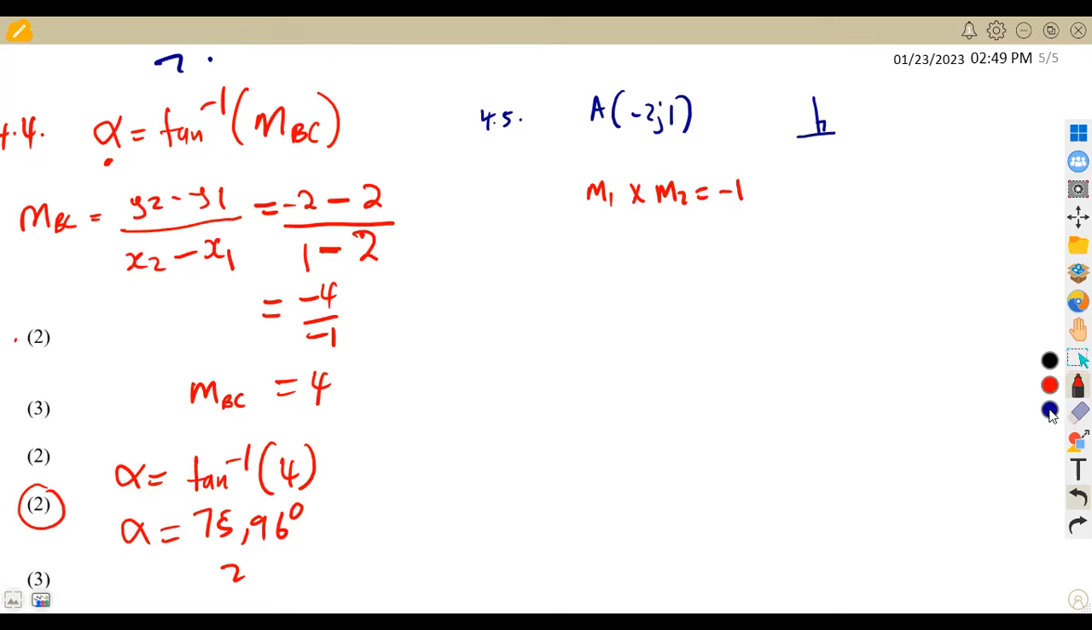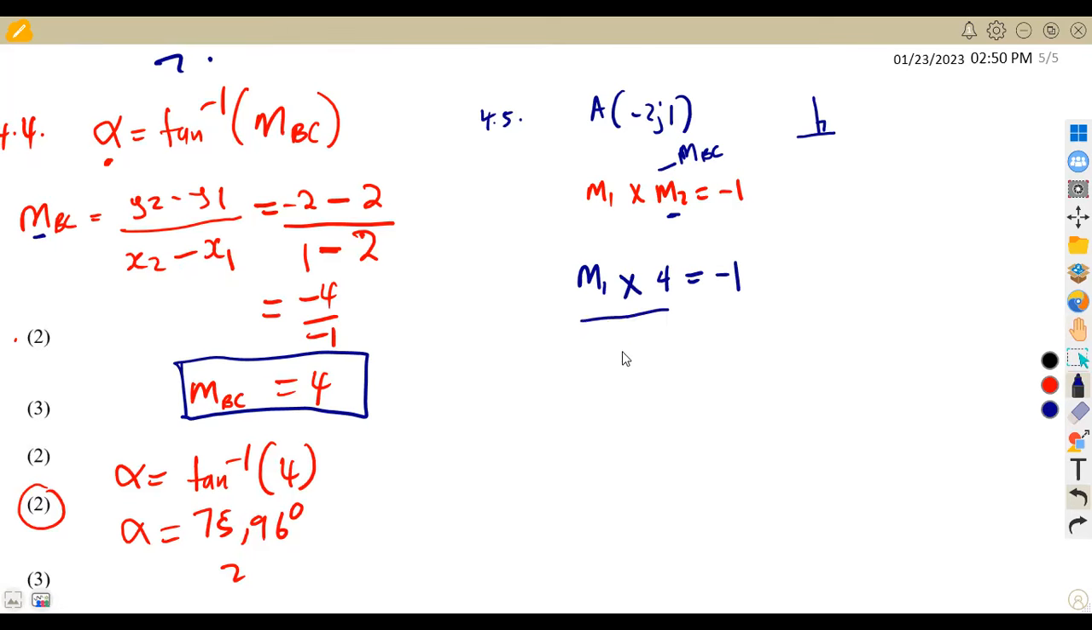Already we are given the gradient of BC. It means we do not know the gradient of the line whose equation we want to calculate. Let's call it M1. We do not know the gradient of that line, but we know the gradient of line BC, which we calculated before. If you want to cross-check, this is the gradient of line BC, which is 4. If you multiply by 4, you must obtain -1. So what is the gradient of that line? Just divide by 4 both sides. So the gradient of the line is -1/4.